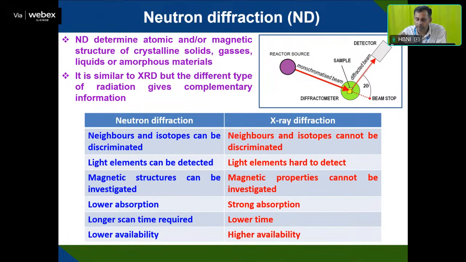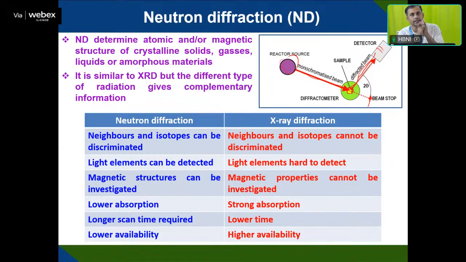Now look at the neutron diffraction instrument, which you can also call neutron diffraction spectroscopy. You can see here the sample, and you have a reactor source. The main thing is you have to use a reactor source. From there, the monochromatized neutron beam comes and falls on the sample, then goes to the detector. You have a beam stop here to prevent burning of the detector, and the detector can then detect those things. So neutrons determine the atomic and magnetic structure.